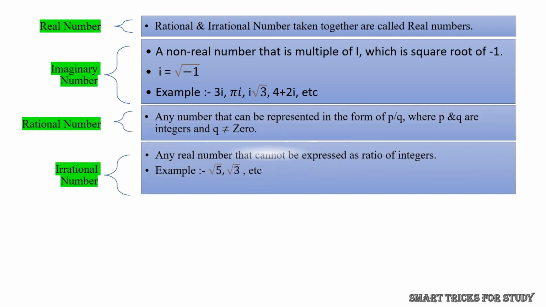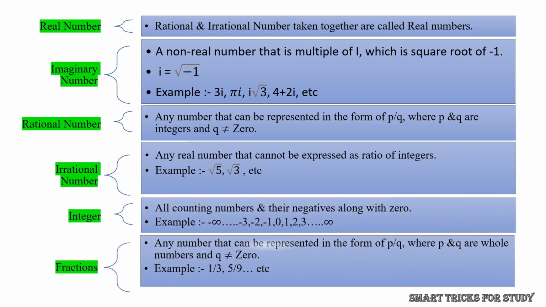Rational number. Any number that can be represented in the form of p by q, where p and q are integers and q is not equal to 0. Irrational number. Any real number that cannot be expressed as a ratio of integers. Example, square root of 5, square root of 3, etc.